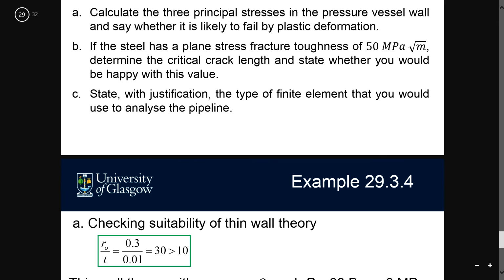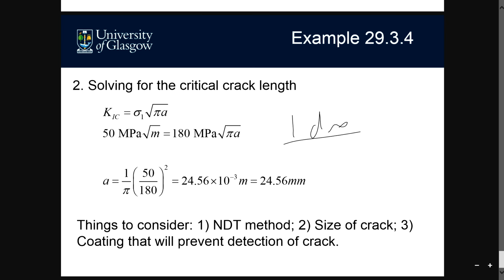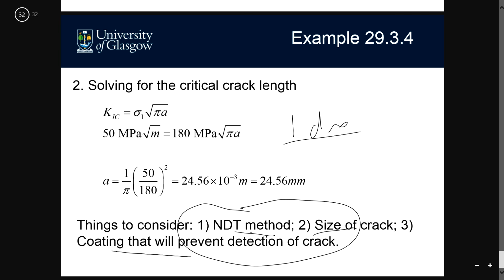And lastly, state with justification what finite element you will use to analyze the pipeline. Good question, I don't know. We'll think about it, but we'll need to consider all these methods: size of crack, NDT method, and the coating that will prevent the detection of the crack. Because 24.56 mm is actually quite small, the paint may actually cover it up and you may not see the crack.